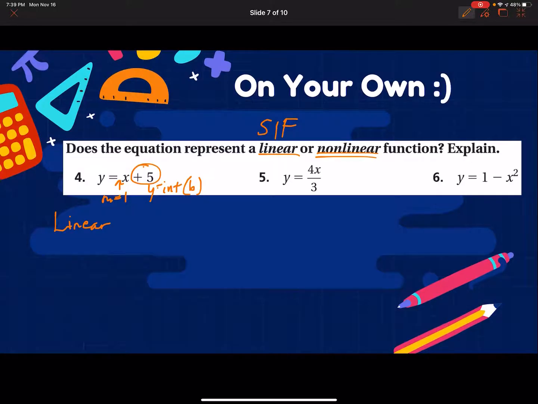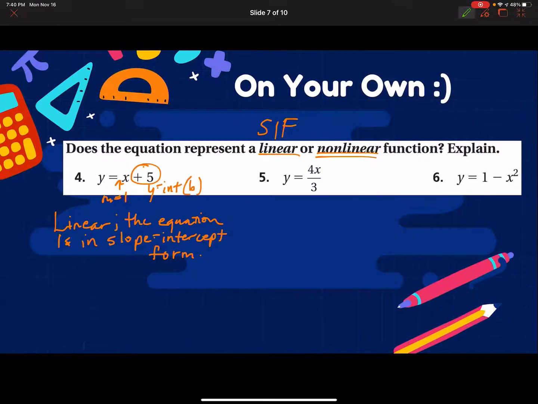And my explanation would be the equation is in slope-intercept form.